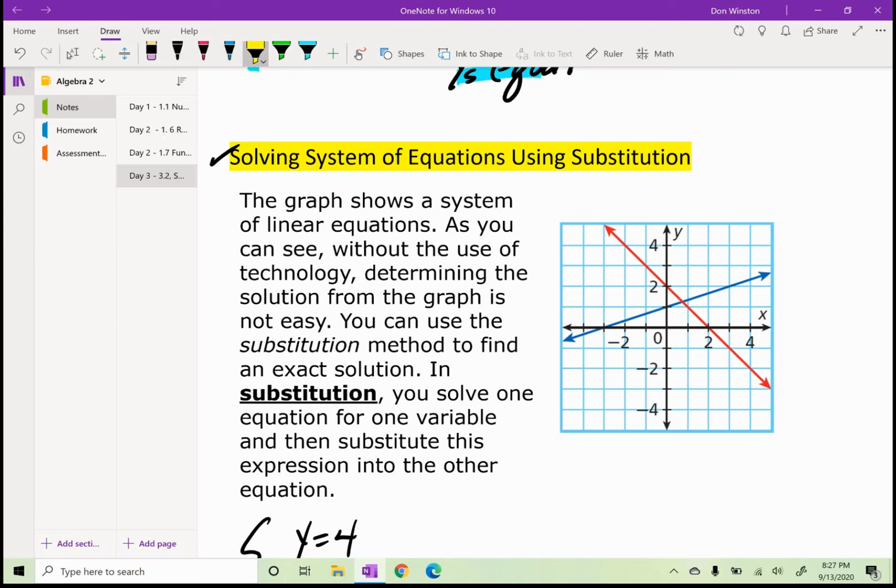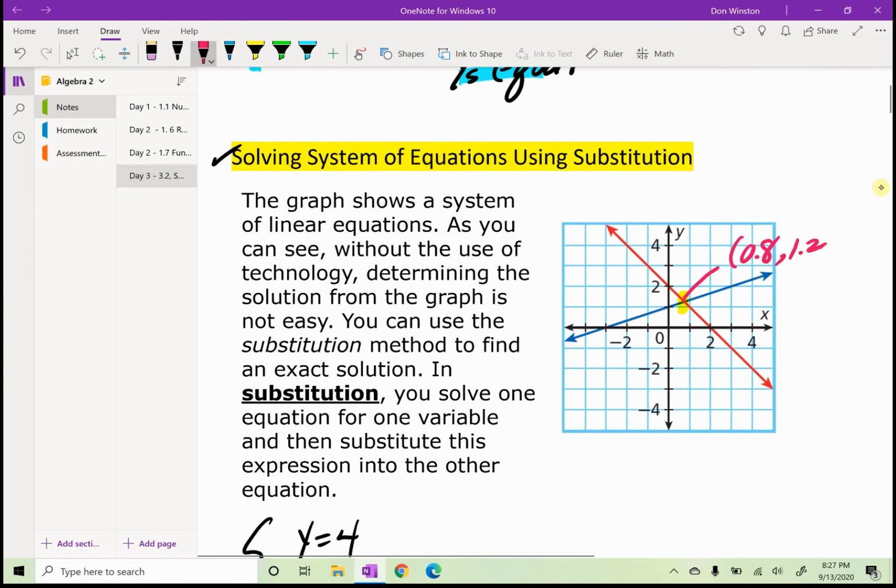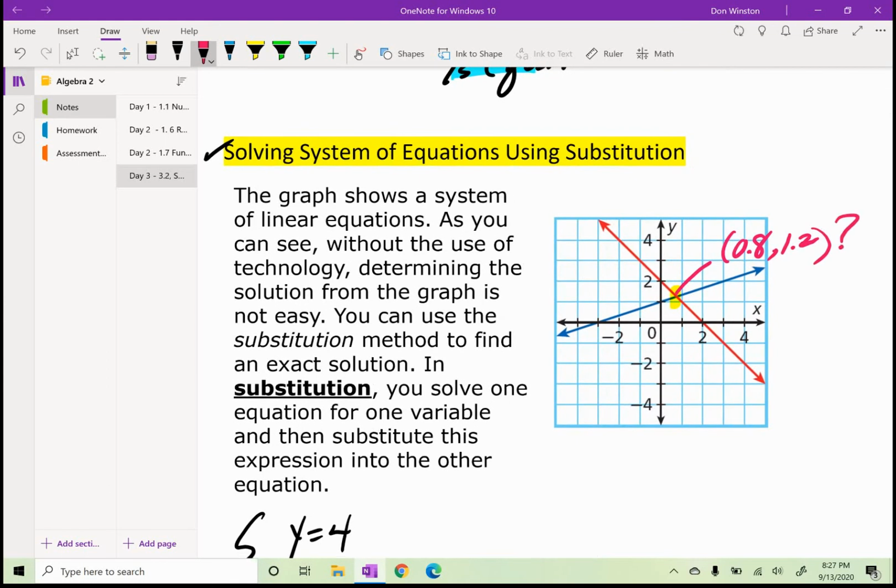And I guess what they're saying is this: those two lines really don't cross at the grid lines. It looks like the intersection here is something like x is less than 1. It looks to be like x is 0.8 or so, and y happens to be like 1.2. And that's just a guess. But we can use substitution to find an exact solution rather than guessing.